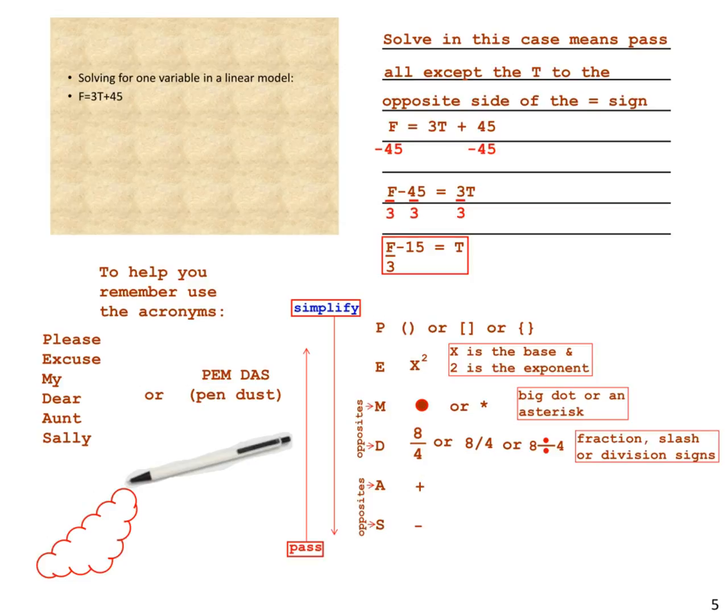To remember, revisit PEMDAS or order of operations. They'll help you out when solving or simplifying.